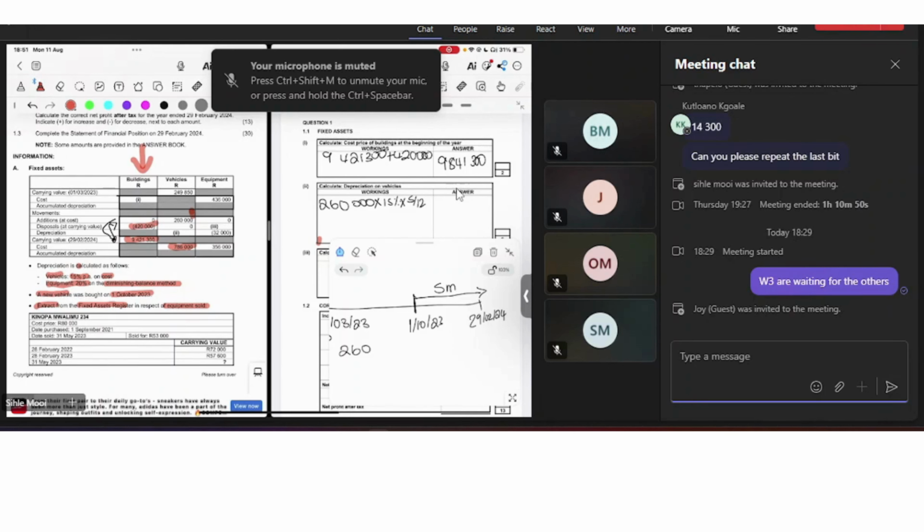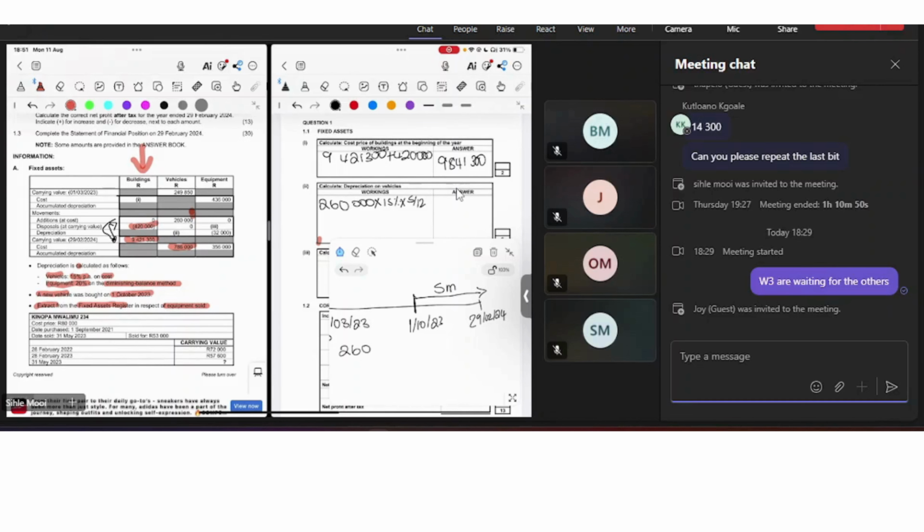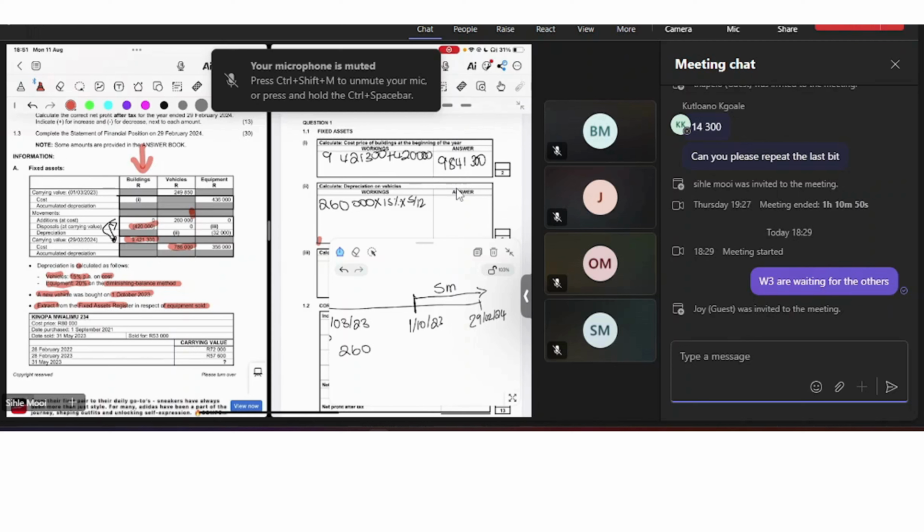Does anyone have a question? If you don't want to unmute yourself, you can always type in the chat box. Okay, I'm going to assume no questions.